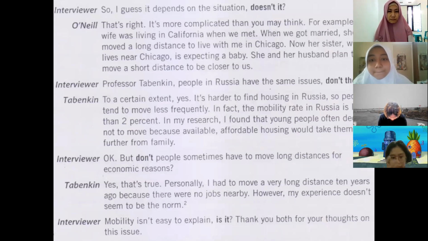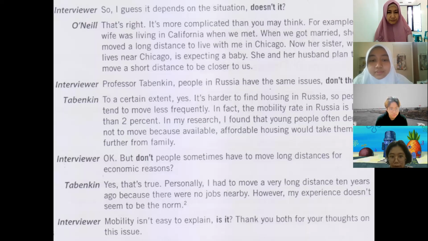That's right. It's more complicated than you may think. For example, my wife was living in California when we met. When we got married, she moved a long distance to live with me in Chicago. Now, her sister, who lives near Chicago, is expecting a baby. She and her husband plan to move a short distance to be closer to us. Professor Tabenkin, people in Russia have the same issues, don't they?